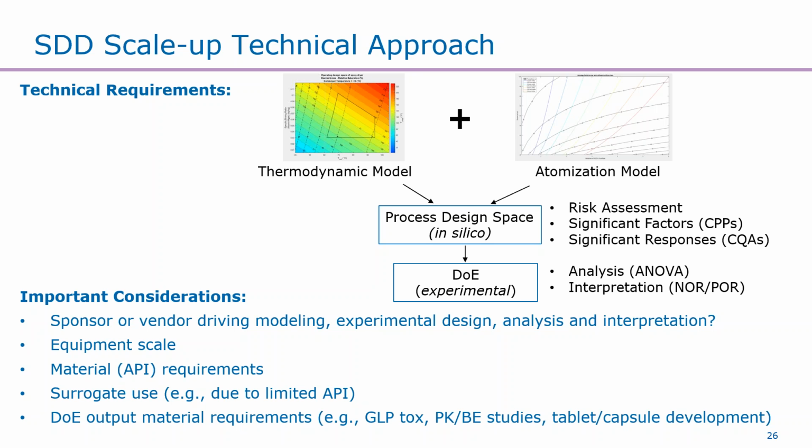In this, I think important considerations are whether or not the sponsor or the vendor is driving this modeling exercise and the subsequent experimental design, analysis, and interpretation. What the scale of the equipment is that will be used for the experimentation and the ultimate application, and the material requirements for performing the experiments. In some cases, we'll use surrogate where API is limited. And then finally, are there any required applications of the material that will come out of these DOEs?